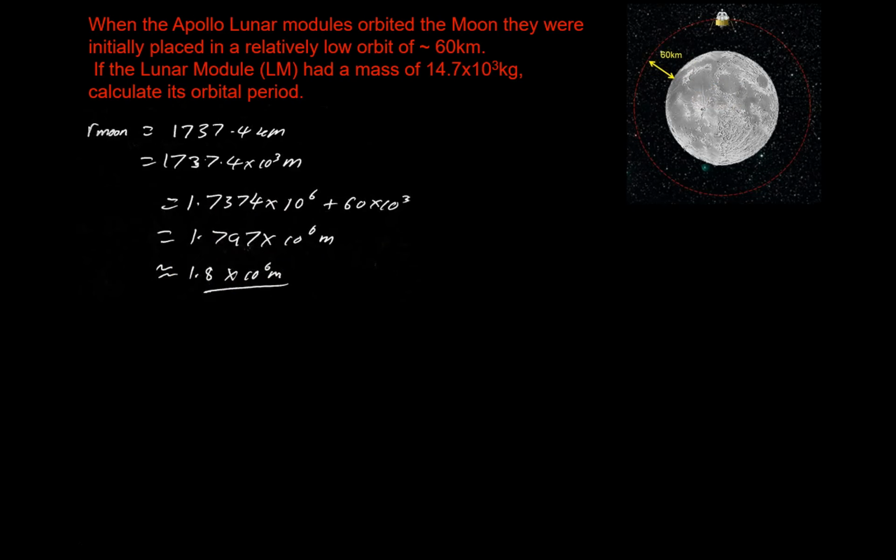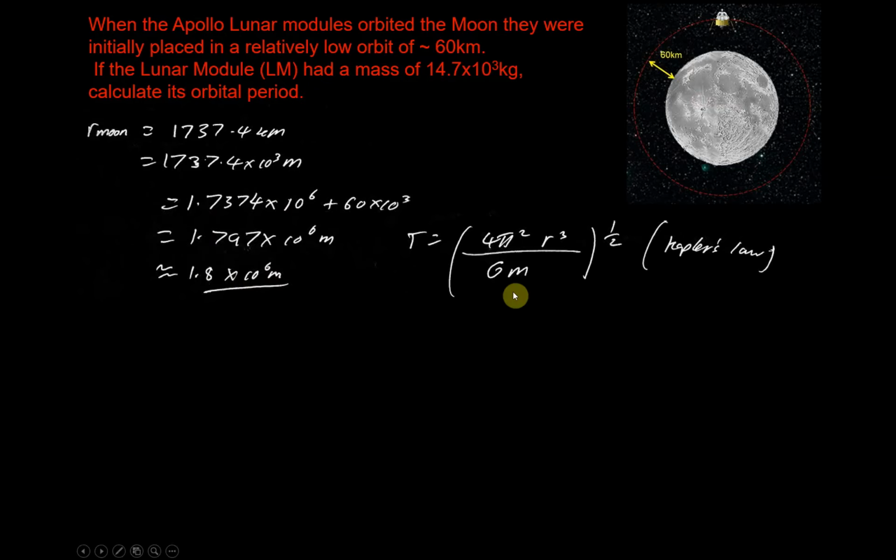Now applying our equation, T is equal to the square root of 4 pi squared r cubed over GM. This is our Newtonian version of Kepler's law. We're ignoring the mass of the lunar module. Adding that on is kind of irrelevant. The mass of the lunar module, when we compare it to the mass of the moon, is going to be incredibly small and make next to no difference.